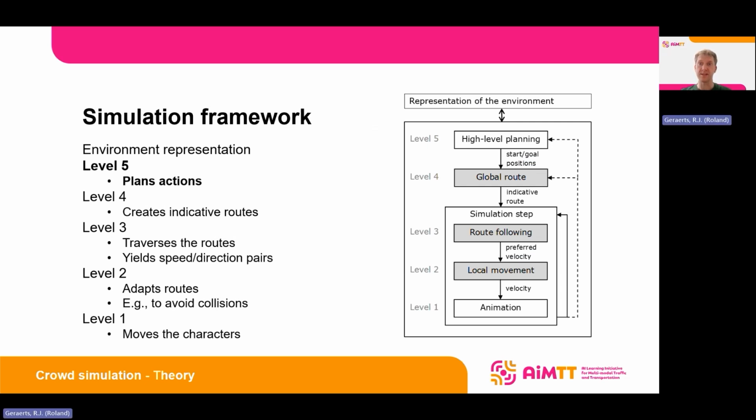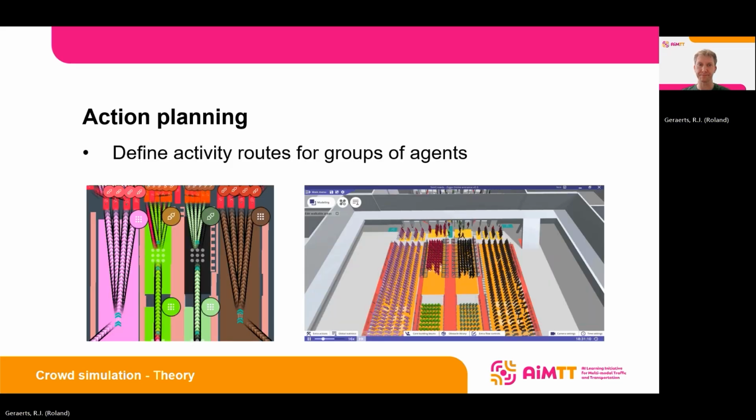Let's now take a look at level 5 of the simulation framework, action planning. Action planning is the highest level of decision making within a crowd simulation. At this level, we are not yet concerned with how many people move through the environment. Instead, we focus on what they are trying to achieve. Every pedestrian in the simulation is assigned one or more goals. These goals represent the activities or actions that motivate their movement.